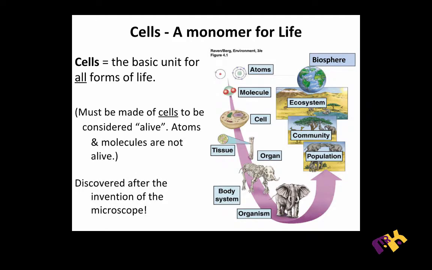And so to be alive, it must be made of cells. If the cell is the monomer, then anything we see that's living must contain cells. Atoms and molecules are not alive because they do not show all the different properties of a living organism. They do not require nutrition or nourishment. They don't reproduce. So they don't really fall into that idea of being alive, right?